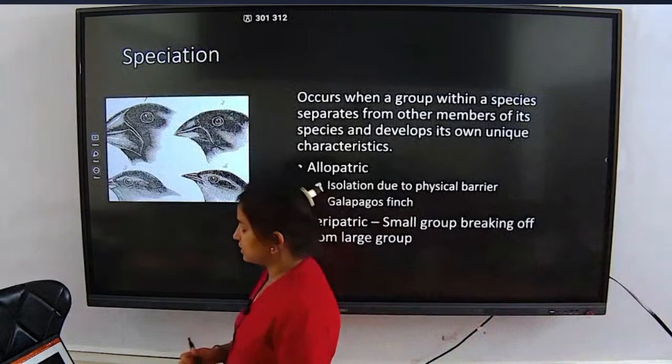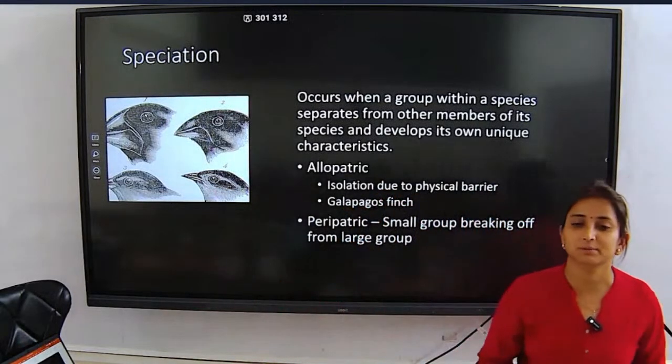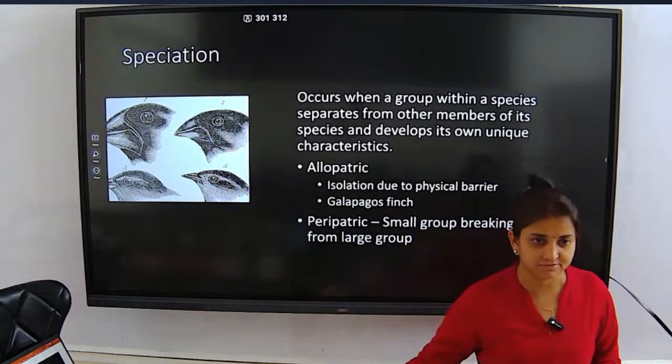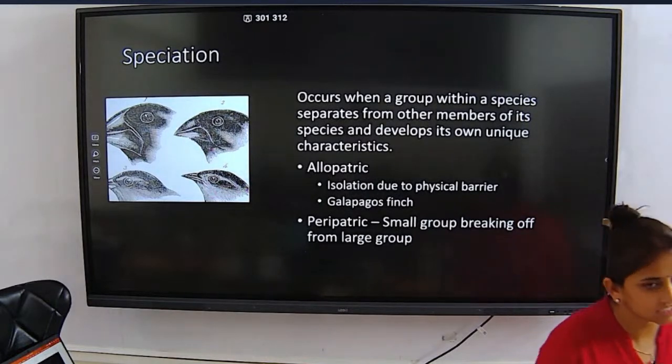Now, within ecological principles also comes the category of speciation. Speciation means the development of a new species itself. All this time we were not discussing the development of a new species. For example, African elephant, Asian elephant, this snake, that snake, this rat, that rat. In any case, we were limited to that same species.